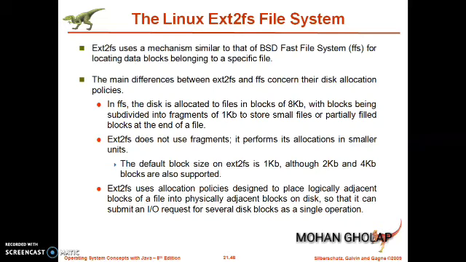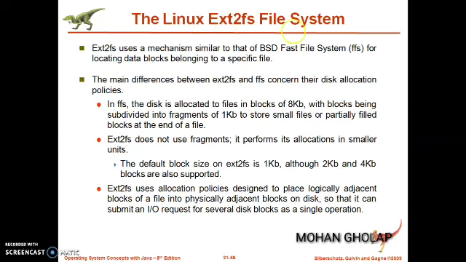In FFS, the disk is allocated to files in blocks of 8 KB, with blocks being subdivided into fragments of 1 KB to store small files or partially filled blocks at the end of a file. Whereas ext2fs does not use fragments. It performs its allocations in smaller units. The default block size of ext2fs is 1 KB, although 2 KB and 4 KB blocks are also supported. So this is the difference.